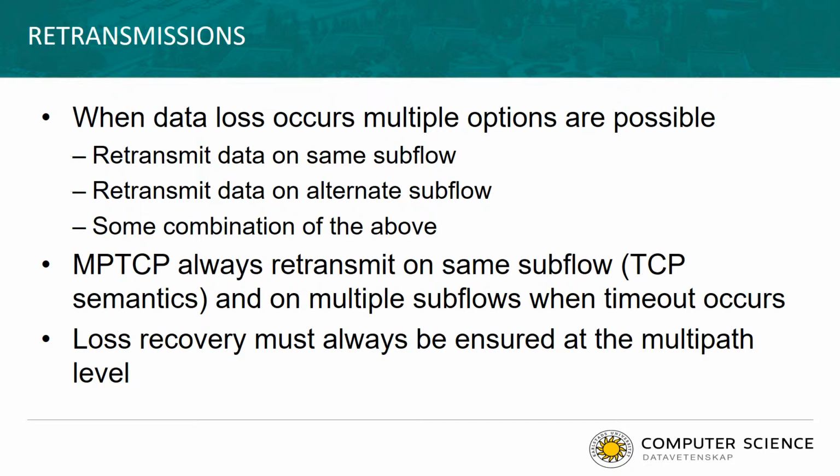And one thing to keep in mind here is that in the end, the loss recovery must always be ensured at the multipath level, irrespective of which protocol we are talking about here. Because of course, if we don't ensure it on the multipath level, we will lose the ability to provide reliability also in the case of path failures. And this is of course one of the main advantages of multipath communication, that even if we have a path break, we will be able to maintain reliability if we have alternative paths available. So we have to maintain the data so that it's available on the multipath level and can be retransmitted on the multipath level if needed.